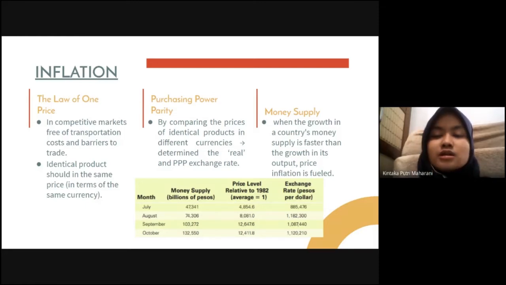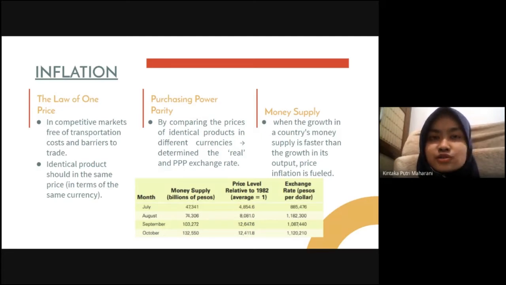This says, if the law of one price were true for all goods and services, the purchasing power parity, or triple P, exchange rate could be found from any individual set of prices. By comparing the price of an identical product in different countries, it would be possible to determine the real, or triple P, exchange rate that would exist if markets were efficient. Because in an efficient market, there is no impediment to the free flow of goods and services, such as trade barriers.